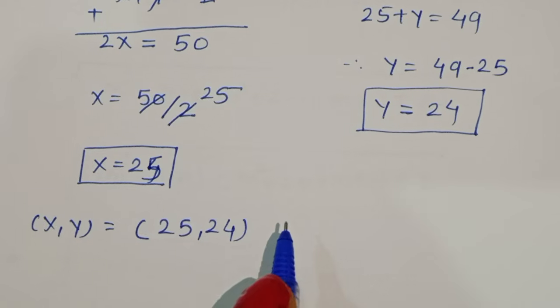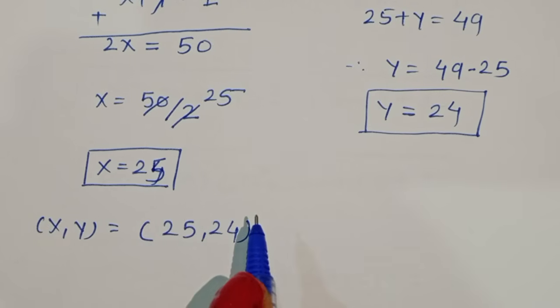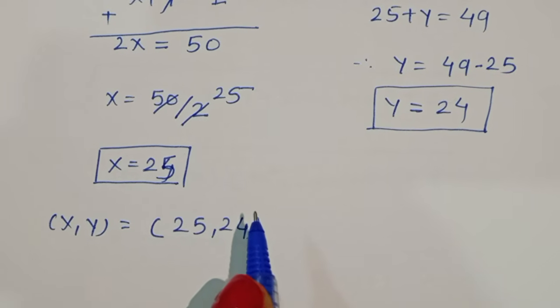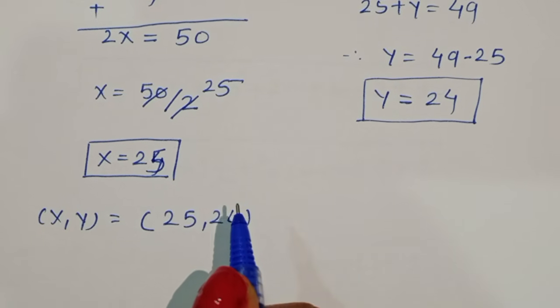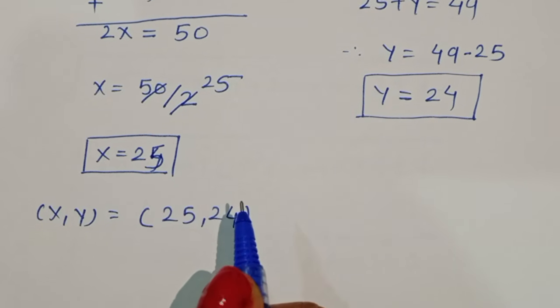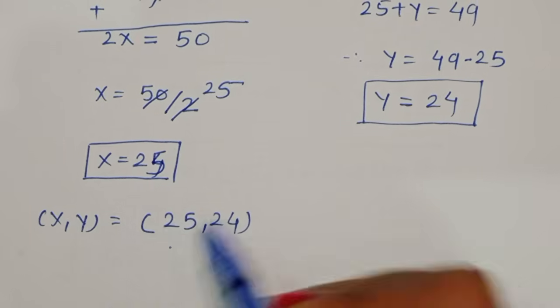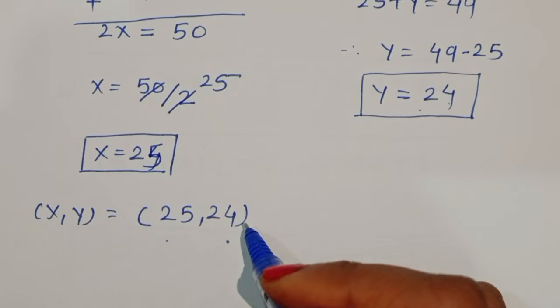In this way we got a total of 3 solutions of xy, but one is a negative solution and 2 are positive. So the first is x is equal to 7 and y is equal to 0, and the next case is x is equal to 25 and y is equal to 24. So we have these two solutions here.